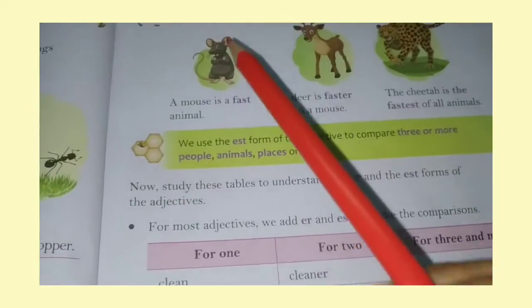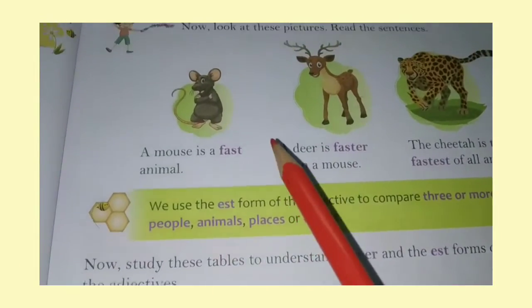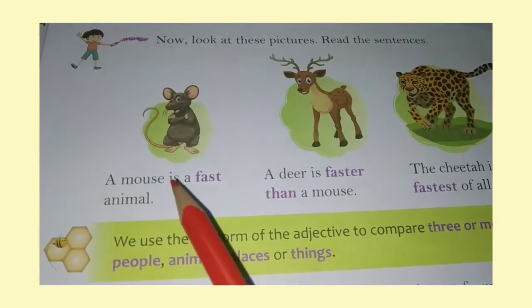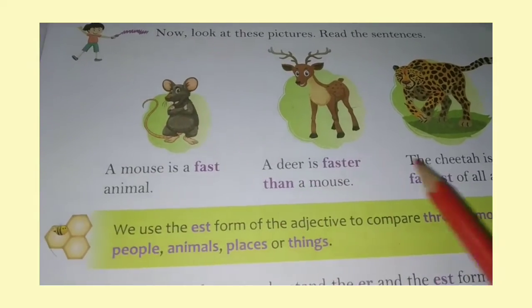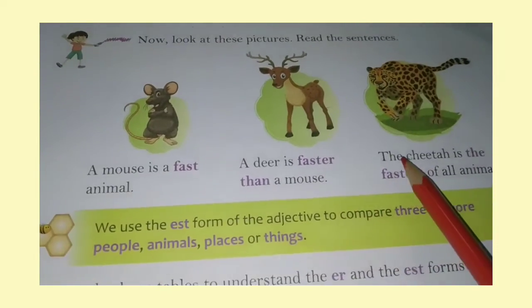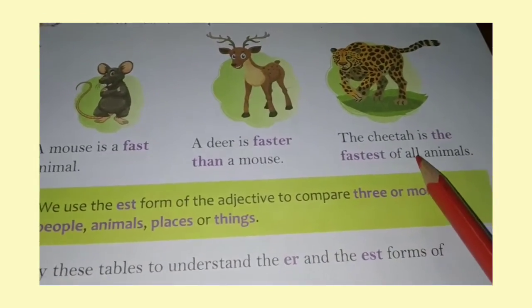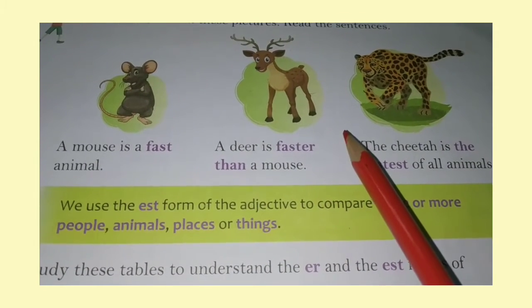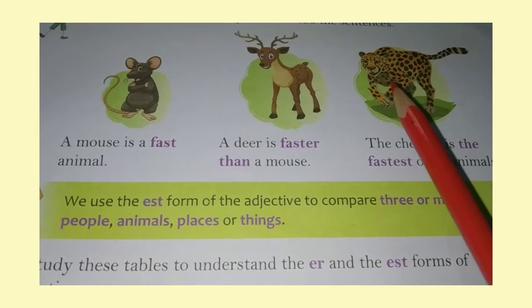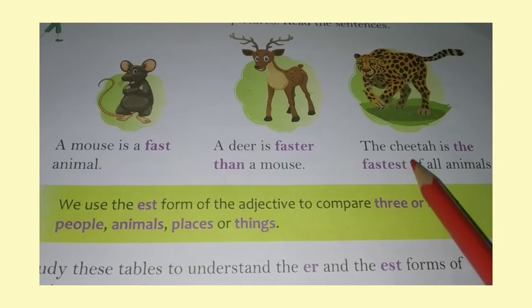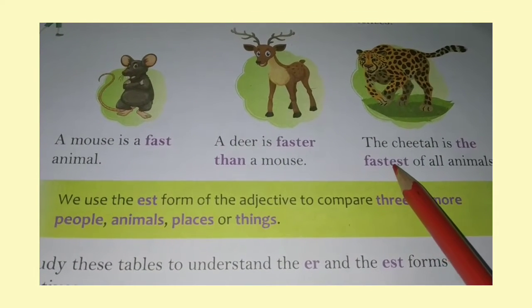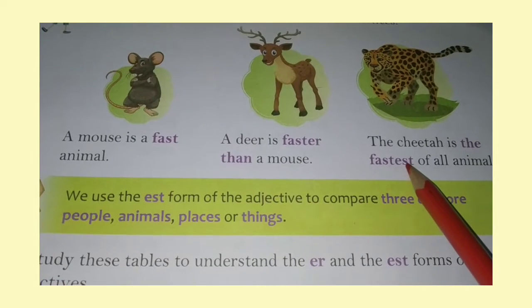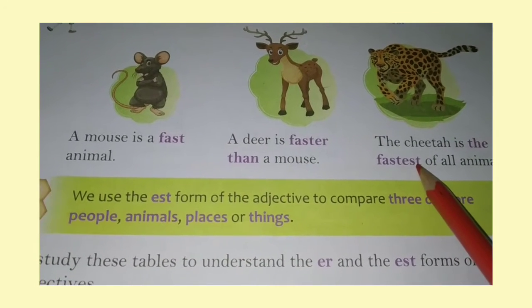Then the next comparison is superlative. Look at the picture. A mouse is a fast animal. A deer is faster than a mouse. The cheetah is the fastest of all animals. So among these animals, who is the fastest one? The cheetah is the fastest one of all the animals. So we add est here. This is known as superlative.